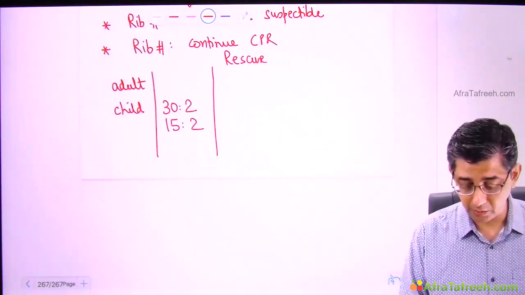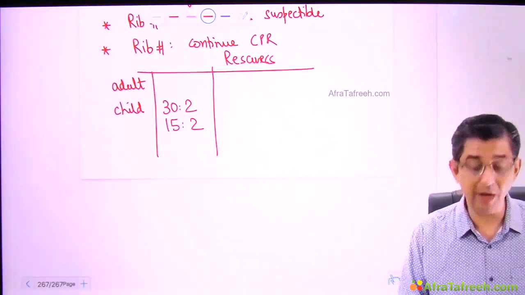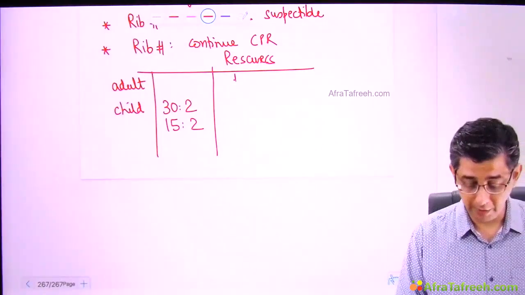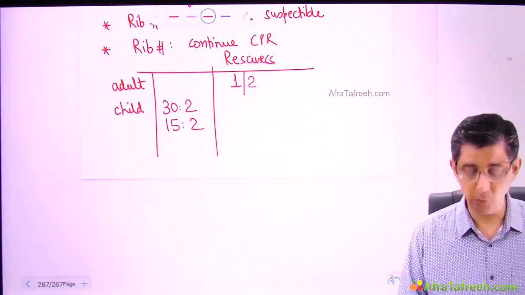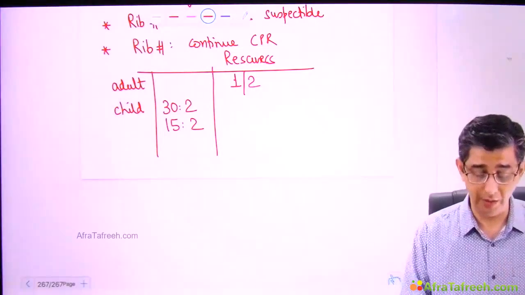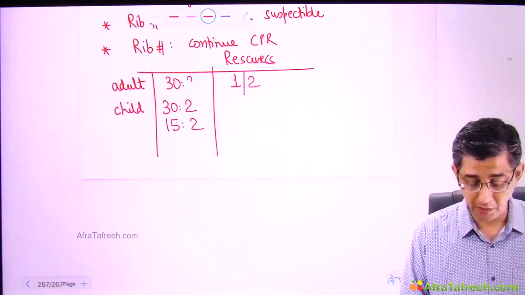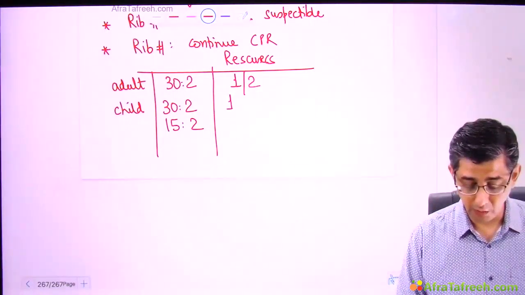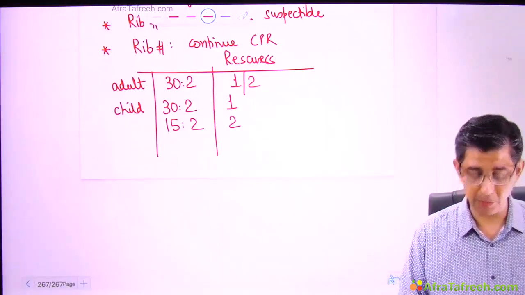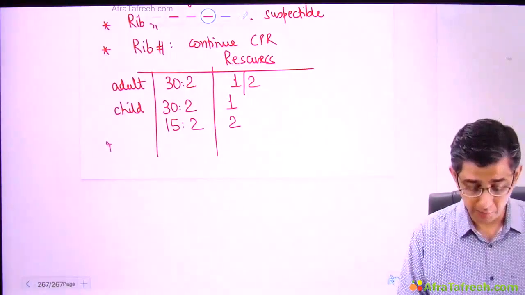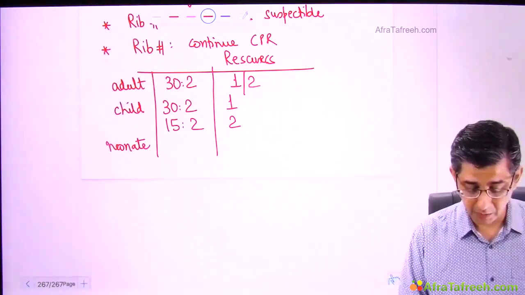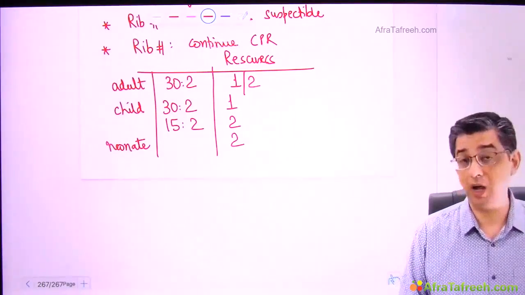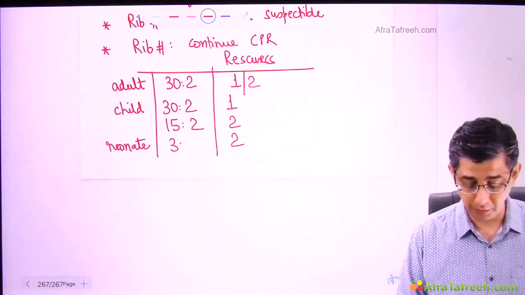When it comes to rescuers and an adult patient, whether it is one doctor on duty, two doctors on duty or three doctors on duty, it does not matter. The resuscitation ratio would still be 30:2. But when it comes to a child, if you are a single rescuer versus two rescuers, the answer will vary. And when it comes to neonatal resuscitation, please remember it is mandatory to have two rescuers present, and the ratio would be 3:1.